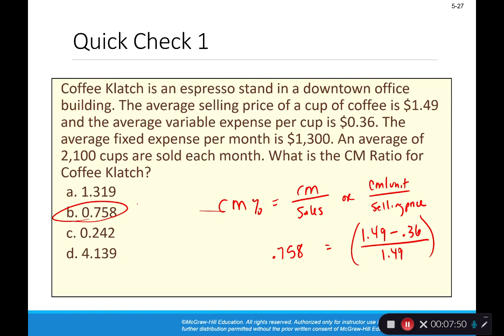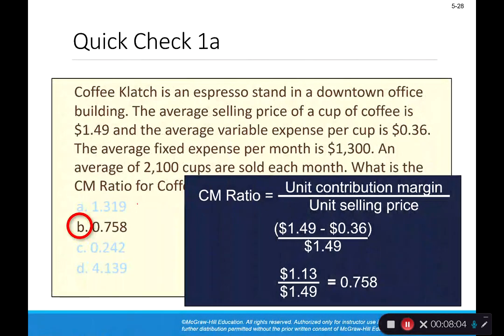What does it mean? It means for every additional cup of coffee this company sells, they're going to generate about 76 cents in contribution margin, which in turn means they're going to generate 76 cents in additional profit. And there's the calculation all prettified if you didn't like the way I did it.